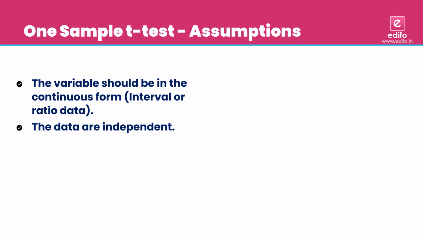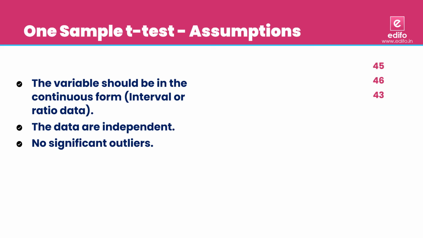The next assumption is no significant outliers. What is an outlier? An outlier is an observation that lies an abnormal distance from other values in a random sample from a population. They are values that are notably different from other points.